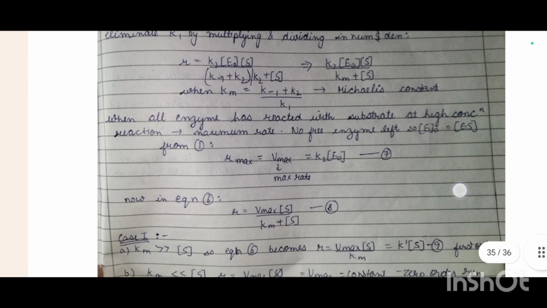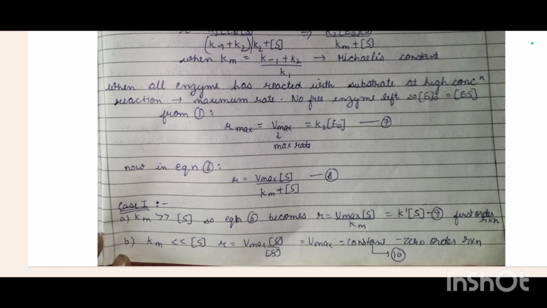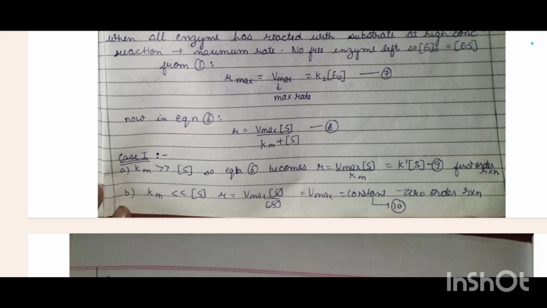When all the enzyme has reacted with the substrate at high concentration, the reaction is at maximum rate, with no free enzyme left. So E naught is equal to ES, and from the equation R max is equal to V max is equal to k2 E naught. Now in the above equation, R is equal to V max multiplied by [S] divided by (Km plus [S]). If Km is much greater than [S], the equation becomes R is equal to V max by Km times [S], which is equal to k[S], a first order reaction.